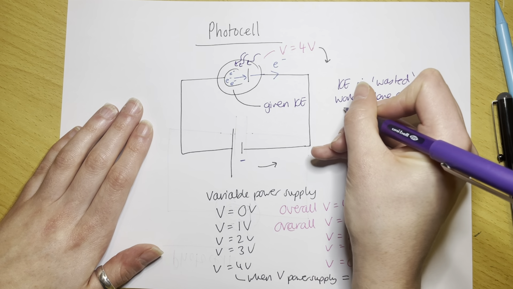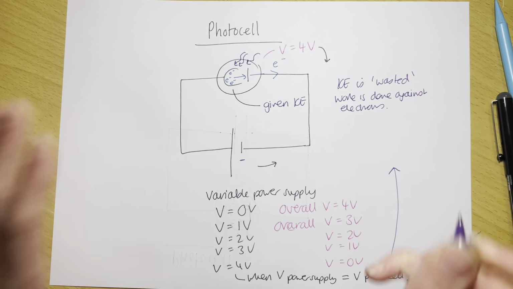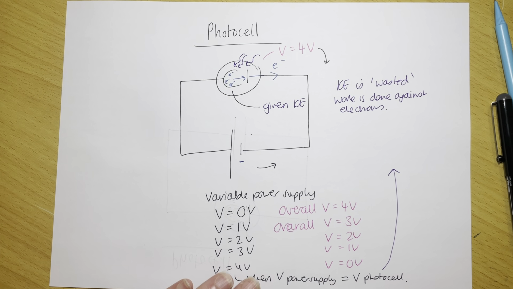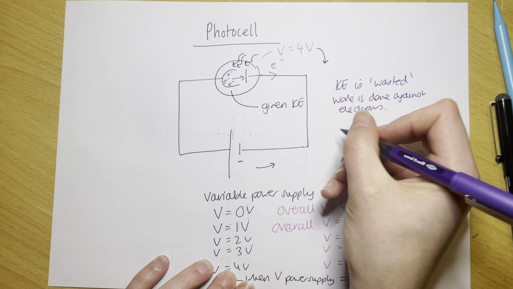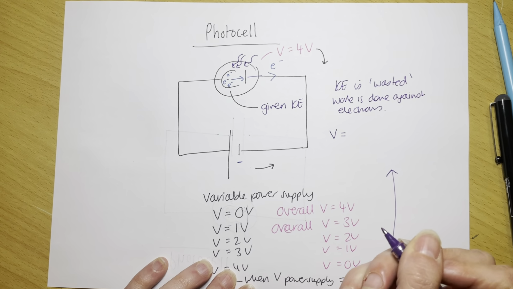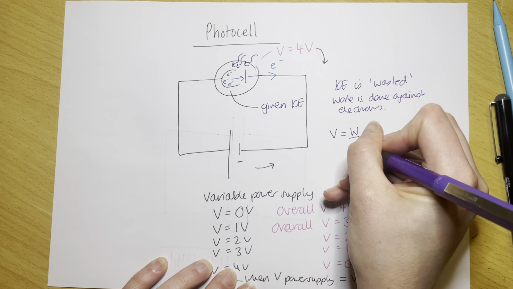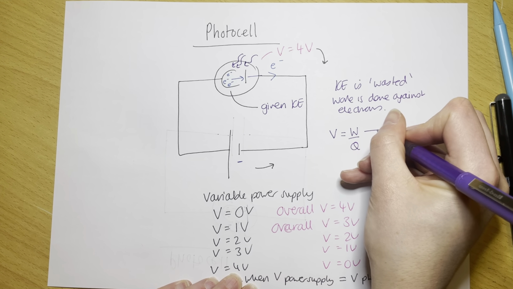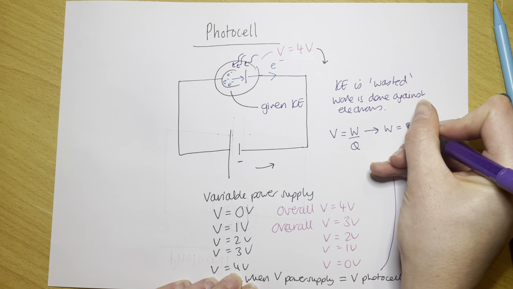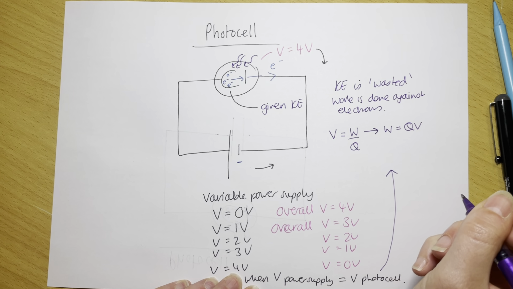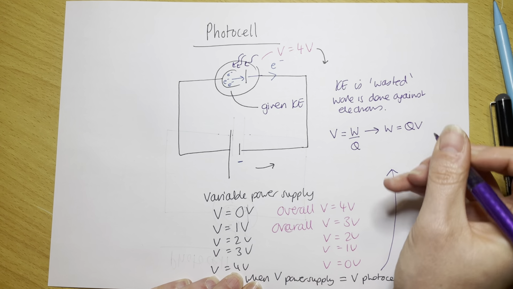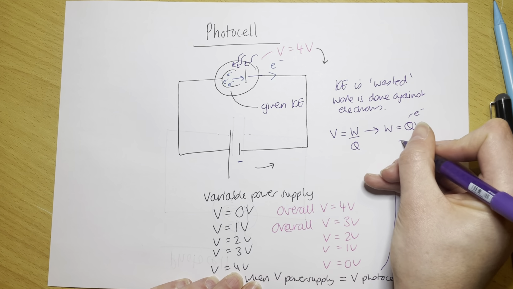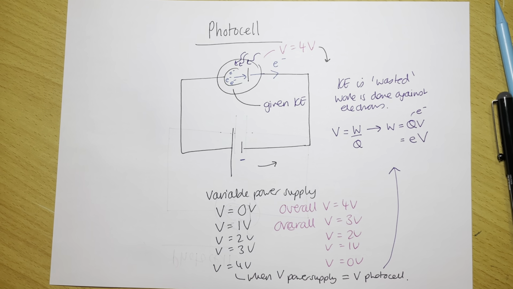Now, if you have done electric circuits, which you probably have done by the time you do this, you will hopefully remember that the definition of voltage is the work done per charge. So what we find is that the work done for a certain voltage equals QV. Now, Q, what we talk about here are electrons. The charge on an electron is E, and then the voltage is V.